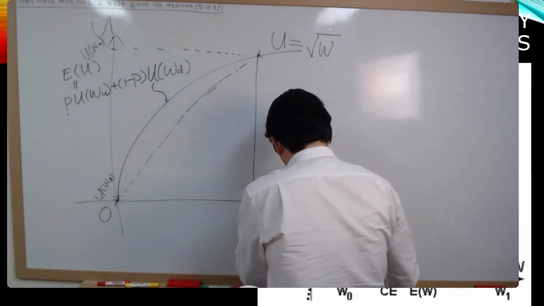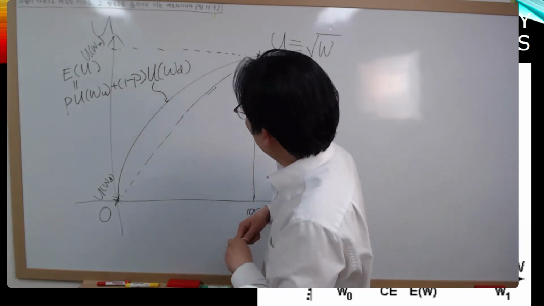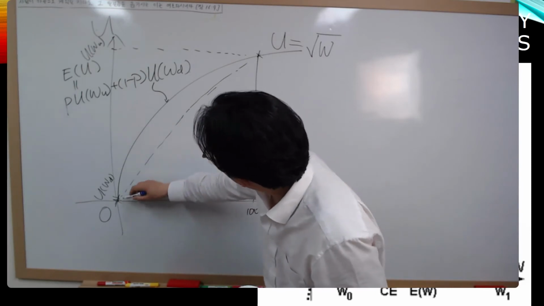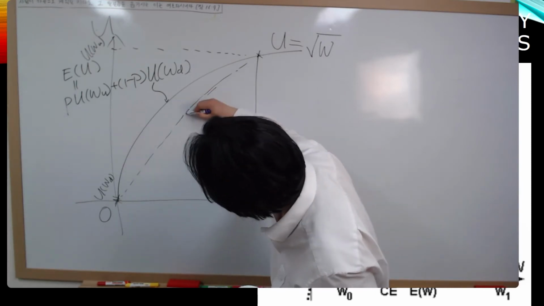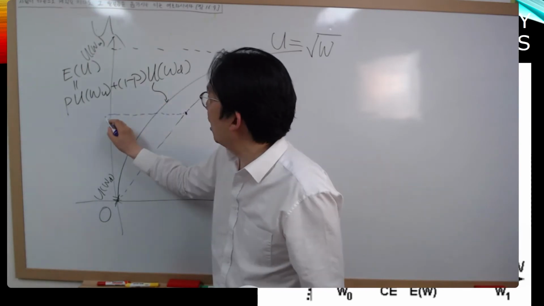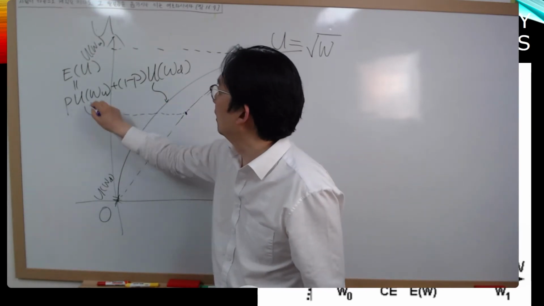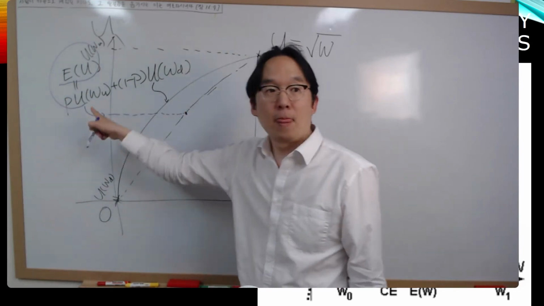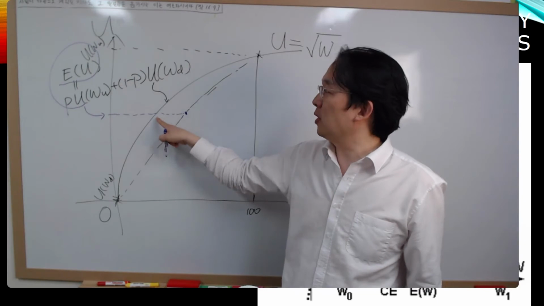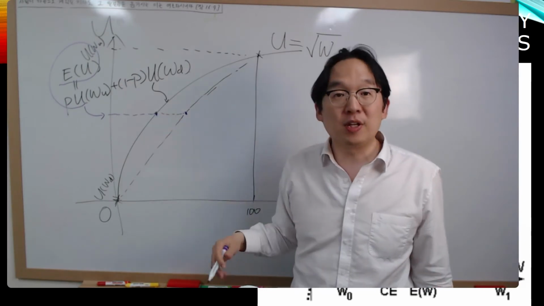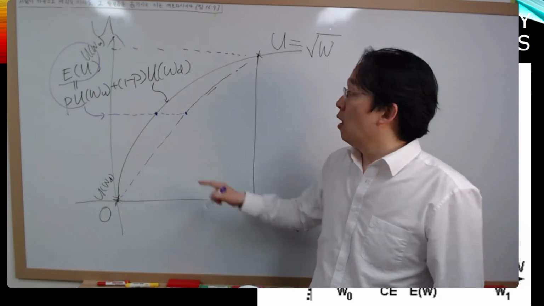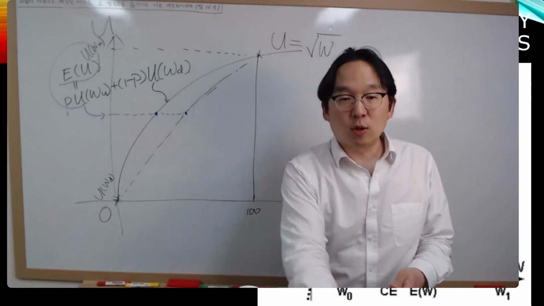Let me use a different color over here. The expected utility will be at the half point over here. This guy will be as happy as this, right? Expected utility. That's this point. Why not this point? This point is something called the certainty equivalent, right? Well, instead of taking this coin flipping, right?